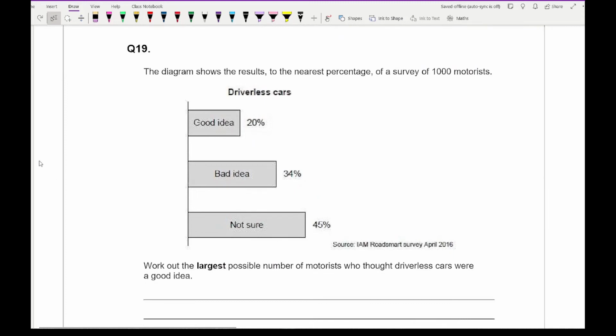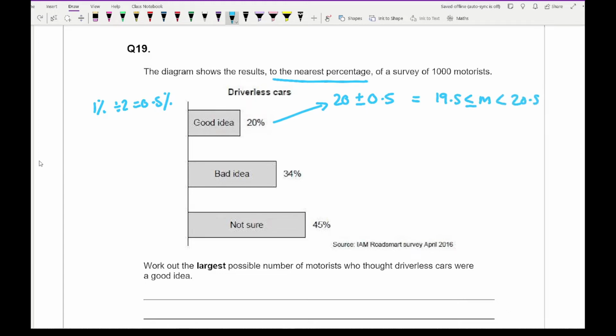Moving on to question 19. So this is where we start moving on to error intervals. It says the diagram shows results, to the nearest percentage, which is really important, of a survey of 1,000 motorists. And it says work out the largest possible number of motorists who thought driverless cars were a good idea. So looking at this, all these percentages have been rounded to the nearest percentage. So if I look at to nearest 1%, if I divide that by 2, I get 0.5%. So this is going to be 20 plus or minus 0.5. So that's going to be 19.5 and 20.5.